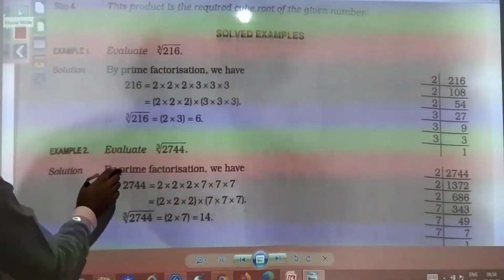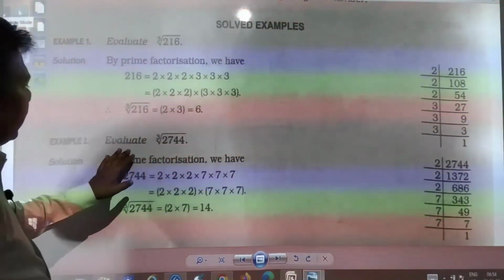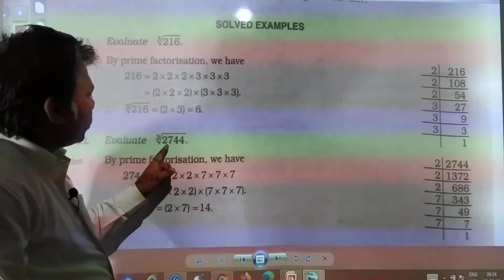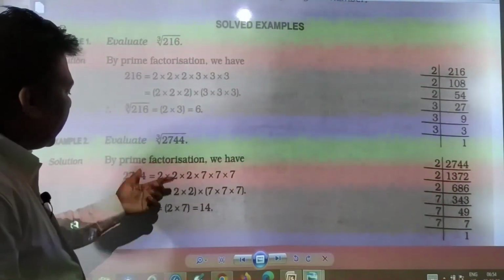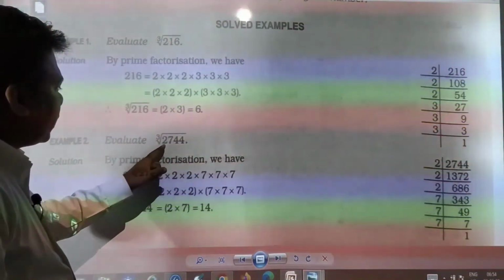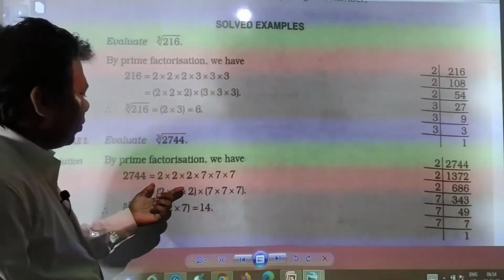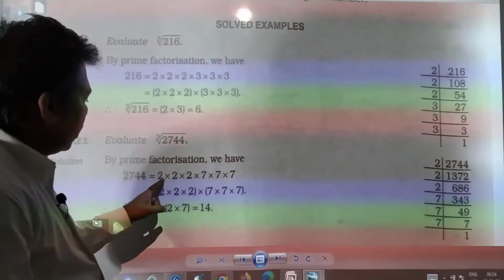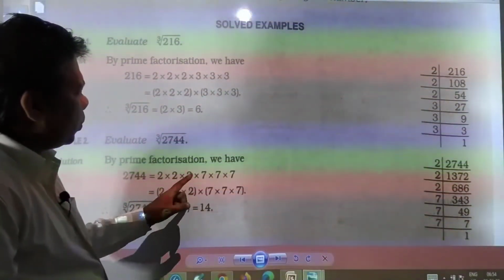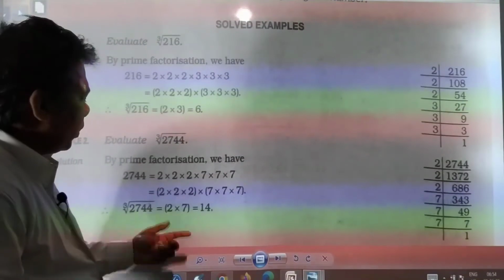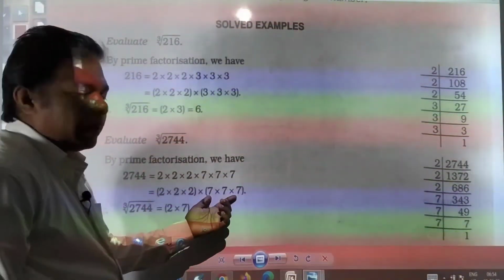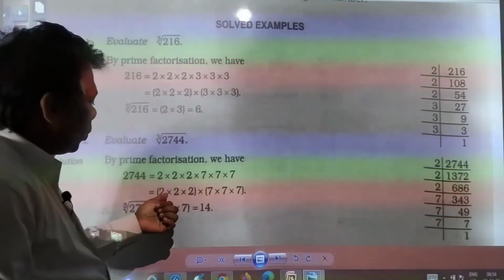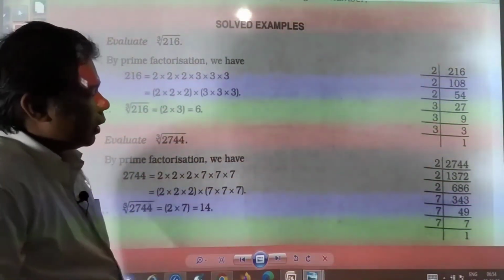Next you see, evaluate cubic root of 2744. By prime factorization, again we need to find out the prime factors of 2744. So you have got 2 into 2 into 2 and 7 into 7 into 7. So one triplet you have of 2 and the other triplet you have of 7. So 2 into 7 will be your answer, that is 14.